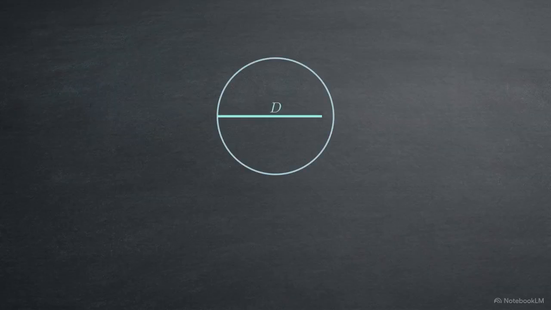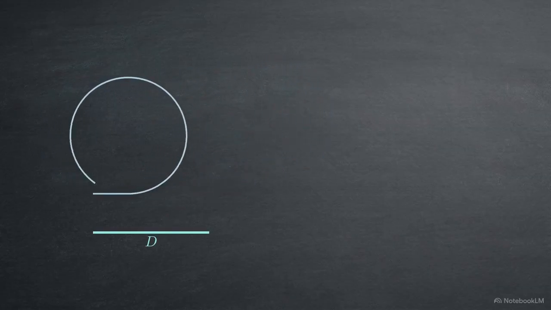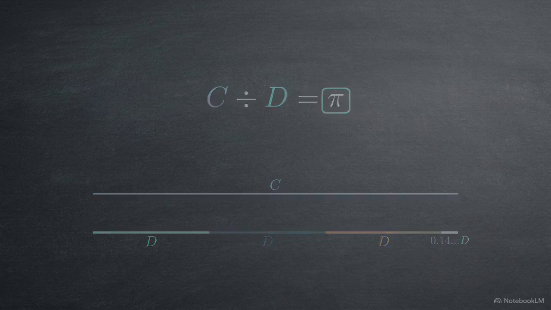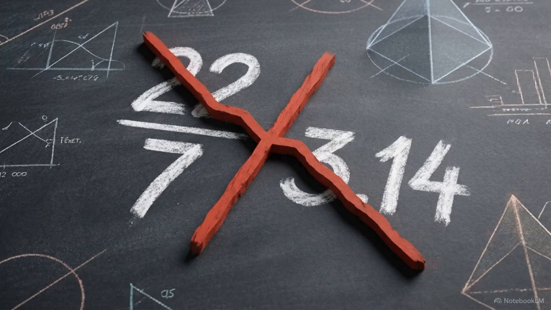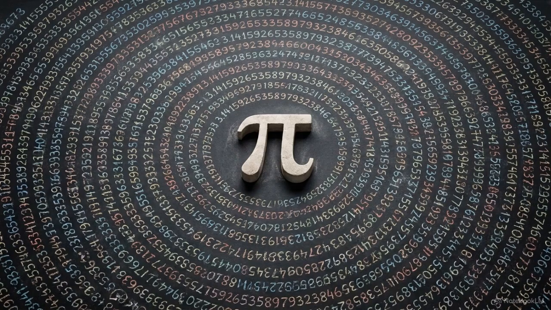This physical logic also defines pi. Pi is the fixed ratio of any circle's circumference to its diameter. No matter the scale, c divided by d remains constant. Common shortcuts like 22/7 or 3.14 are merely approximations. Pi is an irrational number. Its decimal expansion extends infinitely without ever repeating or ending.